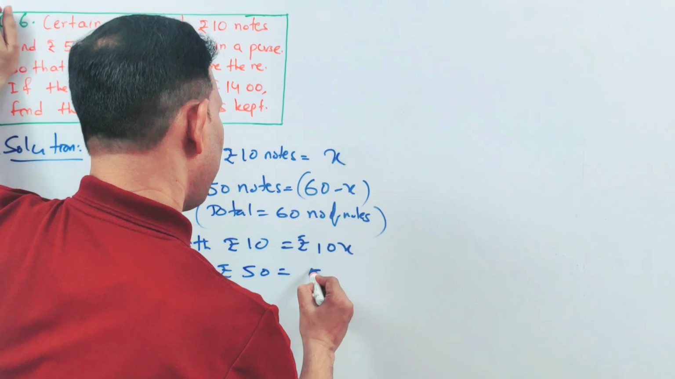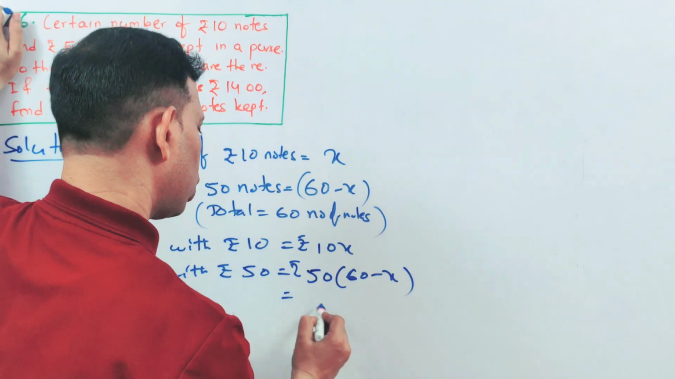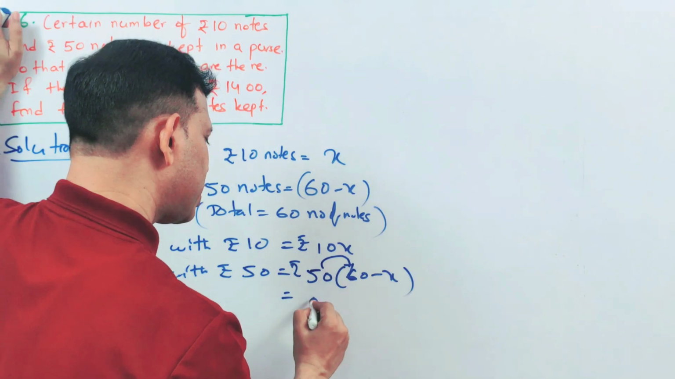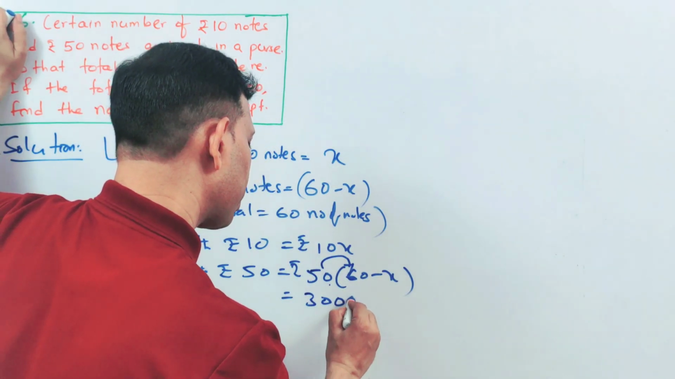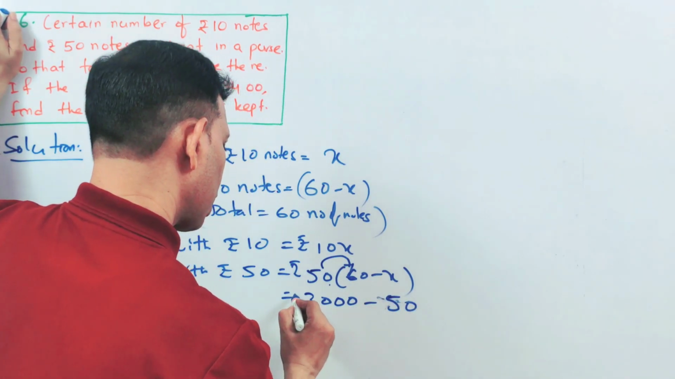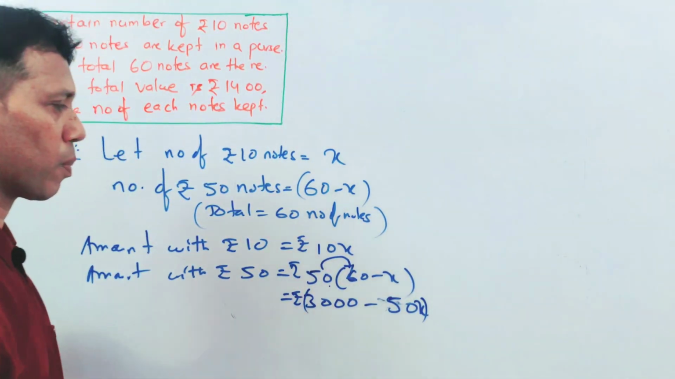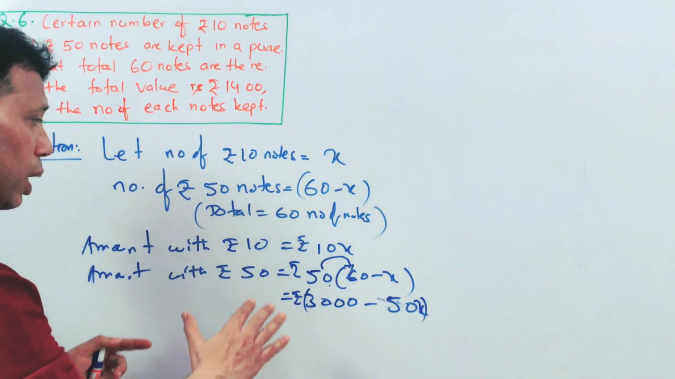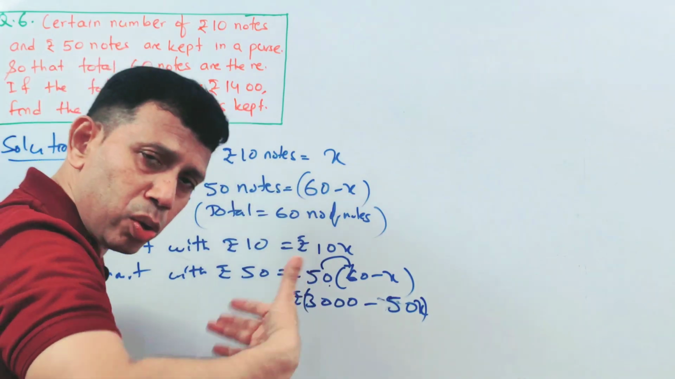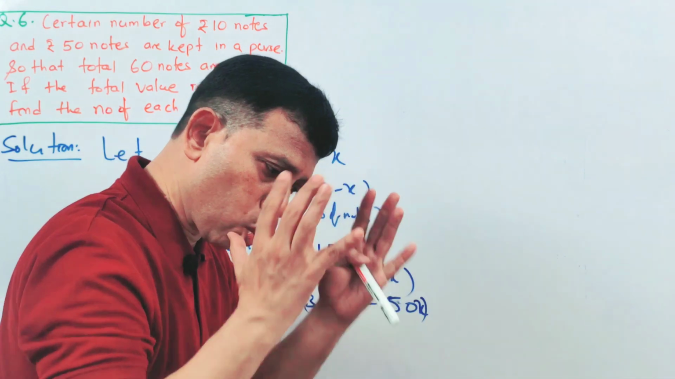So 50 into 60 minus x is equal to 50 into 60, minus 50 into x. Again the distributive property, dear students. So 50 into 60 is 3000, minus 50x. So this is done. Now the 10 rupee notes amount to 10x rupees in total, and the 50 rupee notes amount to 3000 minus 50x rupees. But the total is how much?